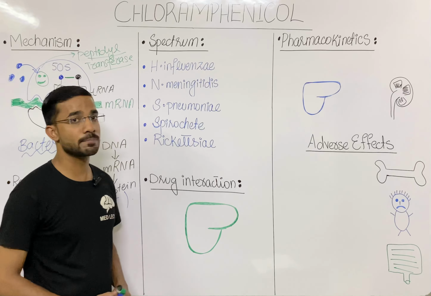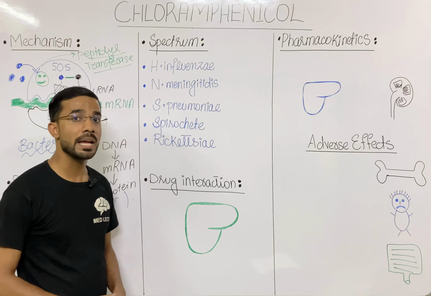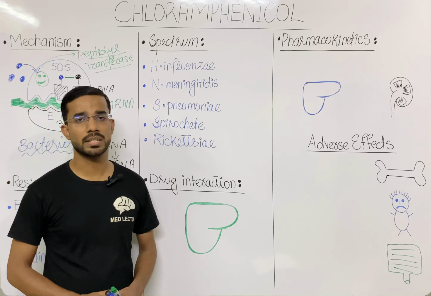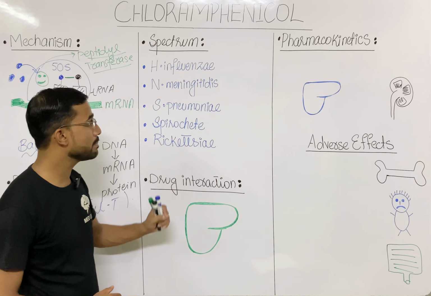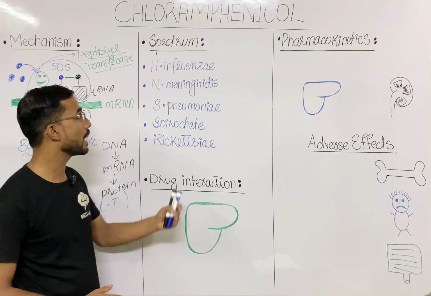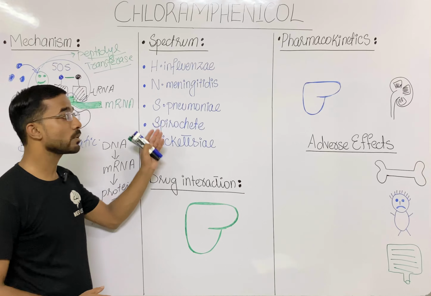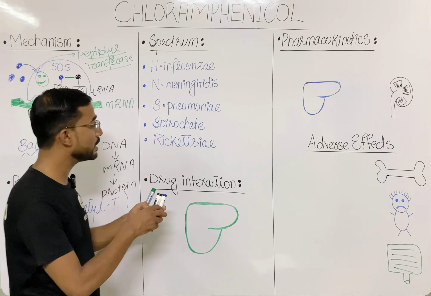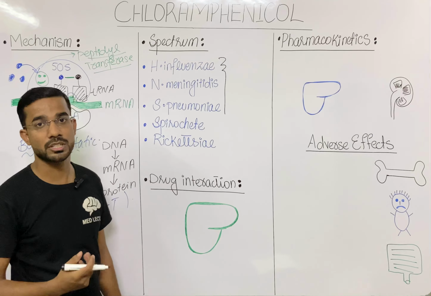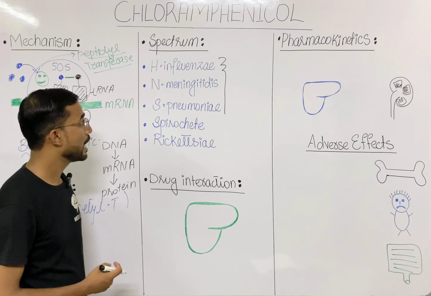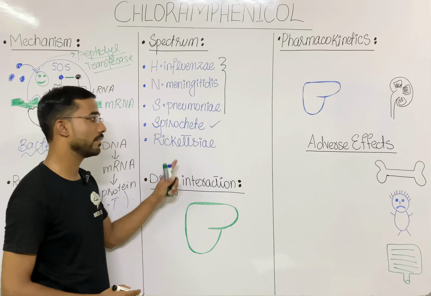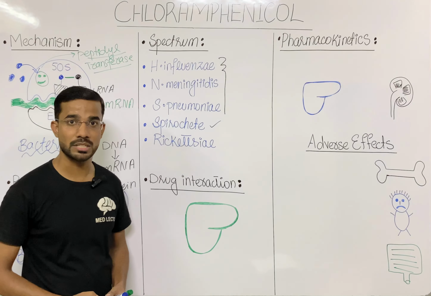Next, we will see the spectrum. Chloramphenicol is a broad-spectrum antibiotic used against gram-positive and gram-negative bacteria. The most important bacteria are Haemophilus influenzae, Neisseria meningitidis, and Streptococcus pneumoniae. These are the three most important encapsulated bacteria that cause meningitis. Chloramphenicol can also be used for spirochetes and Rickettsia infections as well.